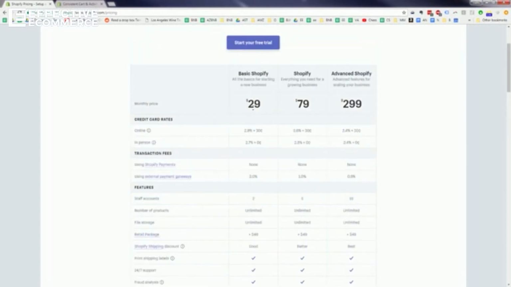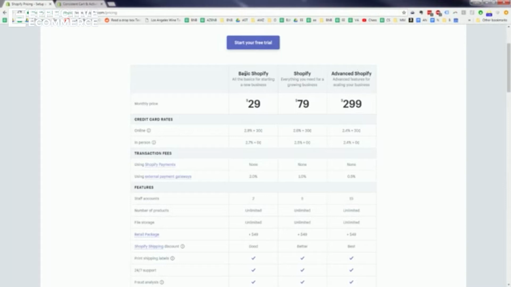So we have $29 versus $79. Those are the basic Shopify versus Shopify. For most people, $29, the basic Shopify, is going to be perfect. Now, I do have a formula I will show you right now to figure out, should you go with basic Shopify or Shopify? The next level of comparison is Shopify versus advanced Shopify.